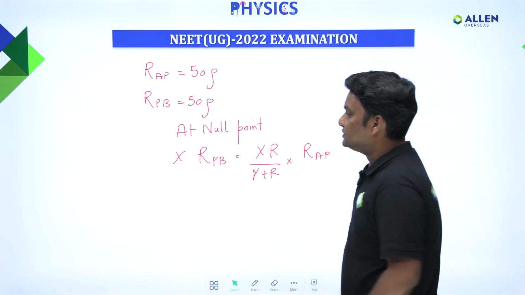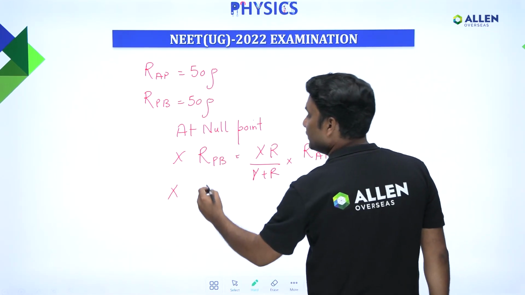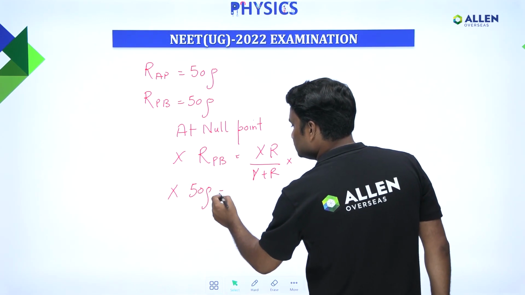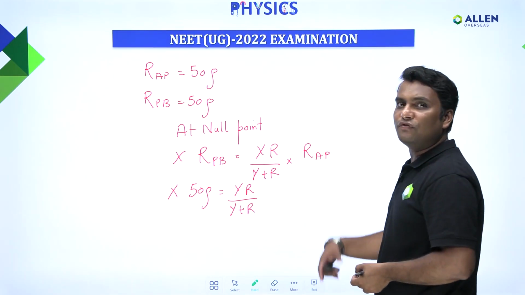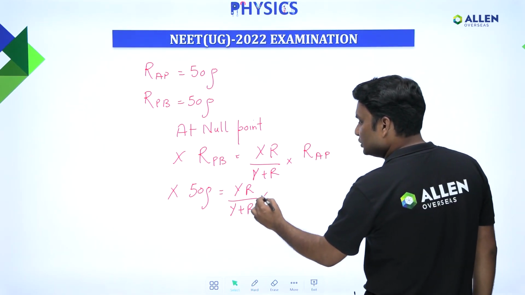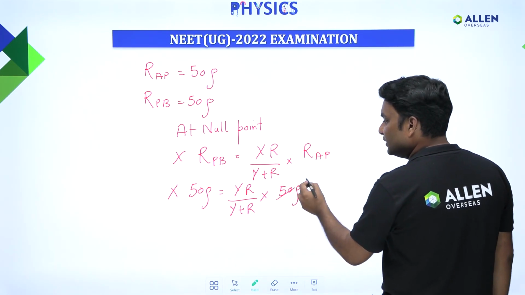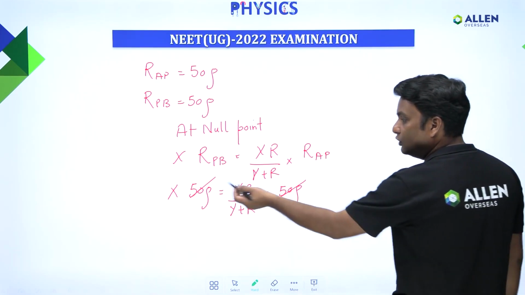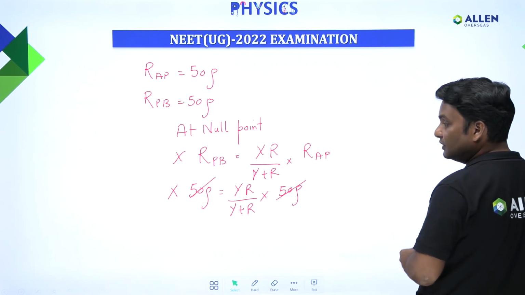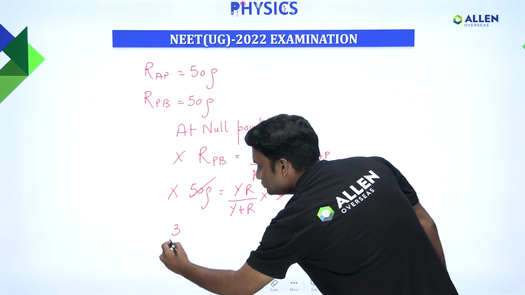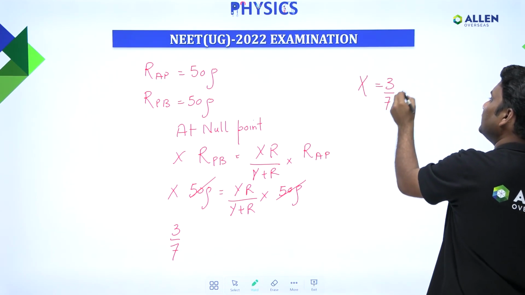Okay, so here X, let it be X only because we have to calculate that, RPB value is 50 rho, times YR by Y plus R. We are going to substitute the value of R in the last, so don't forget, so that we can ease the calculation, and RAP is equal to 50 rho. So again we can get rid of the common term from both sides, and we also know from the first part that we have solved that the value of X is equal to 3 by 7 Y. So let's substitute that value, since we know that X is equal to 3 by 7 Y.